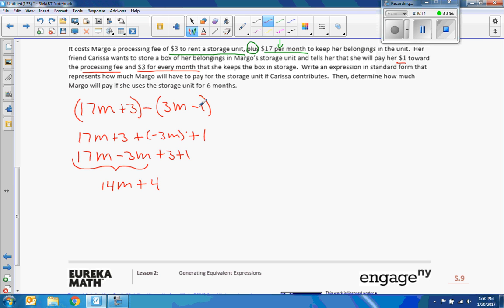Oh, this should be a plus, by the way. 3m plus $1, not minus $1. She's not getting paid $1 in the processing fee. So that is one thing you should always do when you're doing problems, is check your work and think about what you're doing. And then I just realized that didn't make sense. So it's 3m minus 1, or should I say plus a negative 1. And that would come out to be minus 1, which is 2.